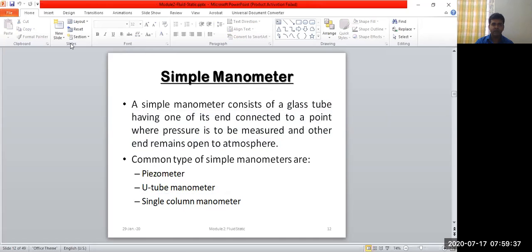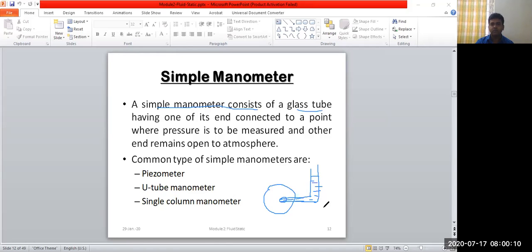Here I'm using the annotation. See, this is your pipe flow. You want to measure the pressure at this point, so connect this point to the glass tube. This is your glass tube, like that. This is your liquid that will rise in this column. Suppose the liquid rises to this level. So what is this simple manometer? What does it consist of? It consists of a glass tube.